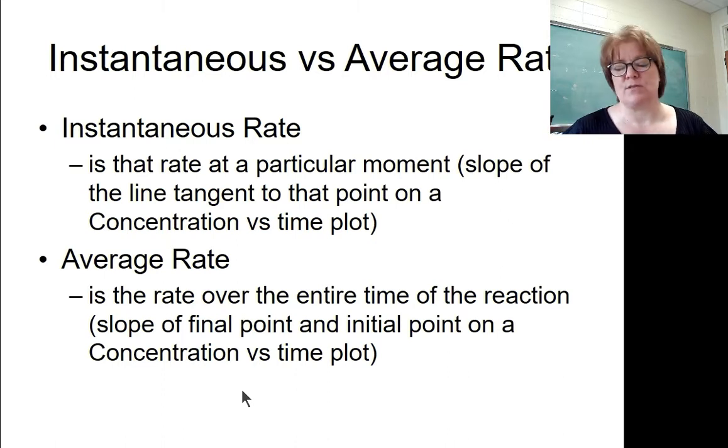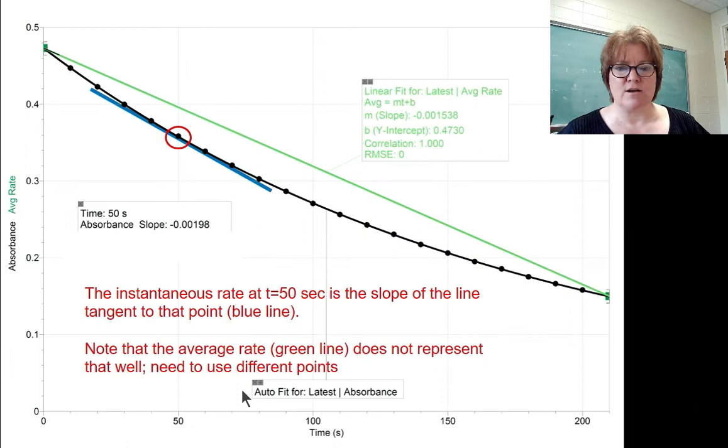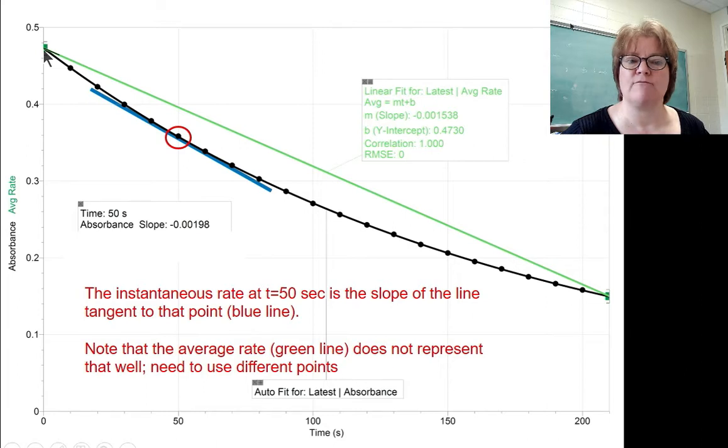I would take a slope of those lines. I can sort of show you that on a graph. So we see this graph here. This green one is the slope of the line from the very initial point to the very final point, so that would be the average rate. Whereas this blue line is really just focusing on the circled point.